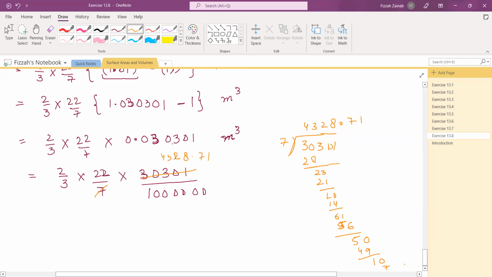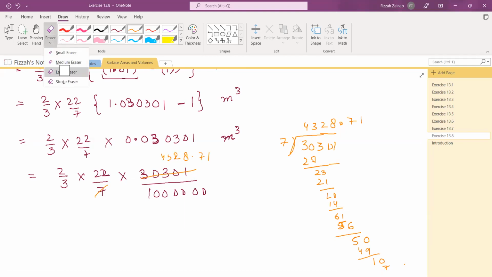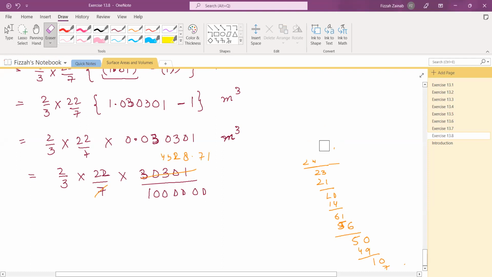Is this clear? Yes, ma'am. Okay, so I'm further dividing this number by 3 now.